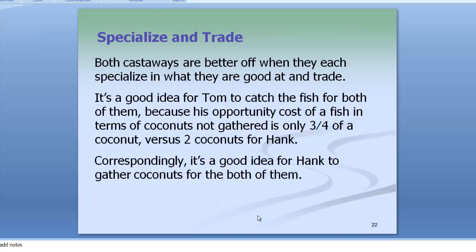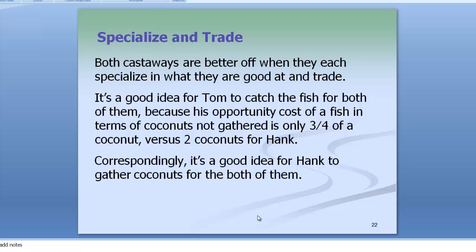This leads us into our conclusion regarding specialization and trade. Adam Smith, in his book The Wealth of Nations, published in 1777, discussed the idea that if we each specialize in what we have a comparative advantage in, and then trade for the rest, everyone will be better off. Both castaways are better off when they each specialize in what they are good at and trade.